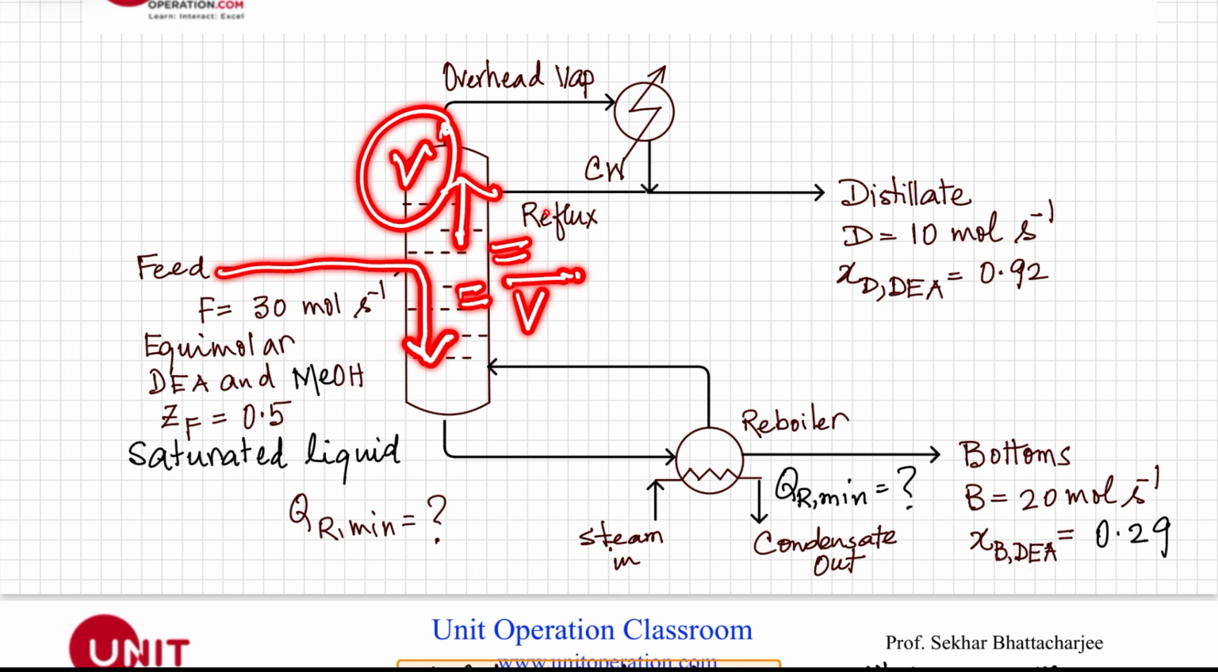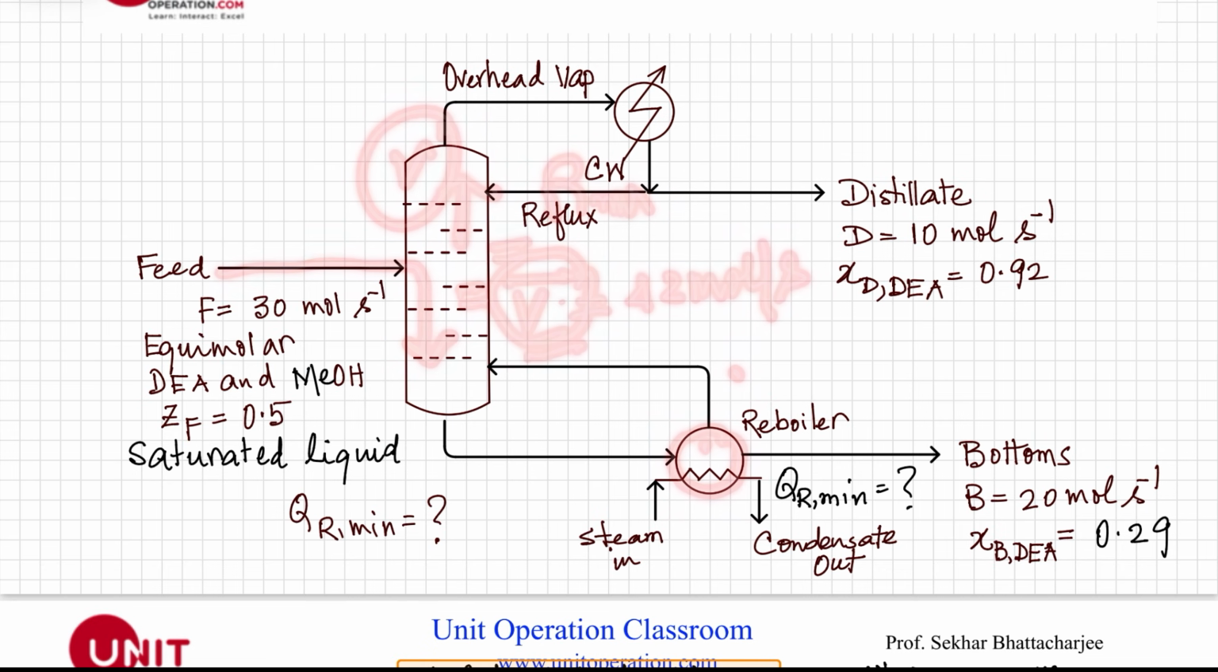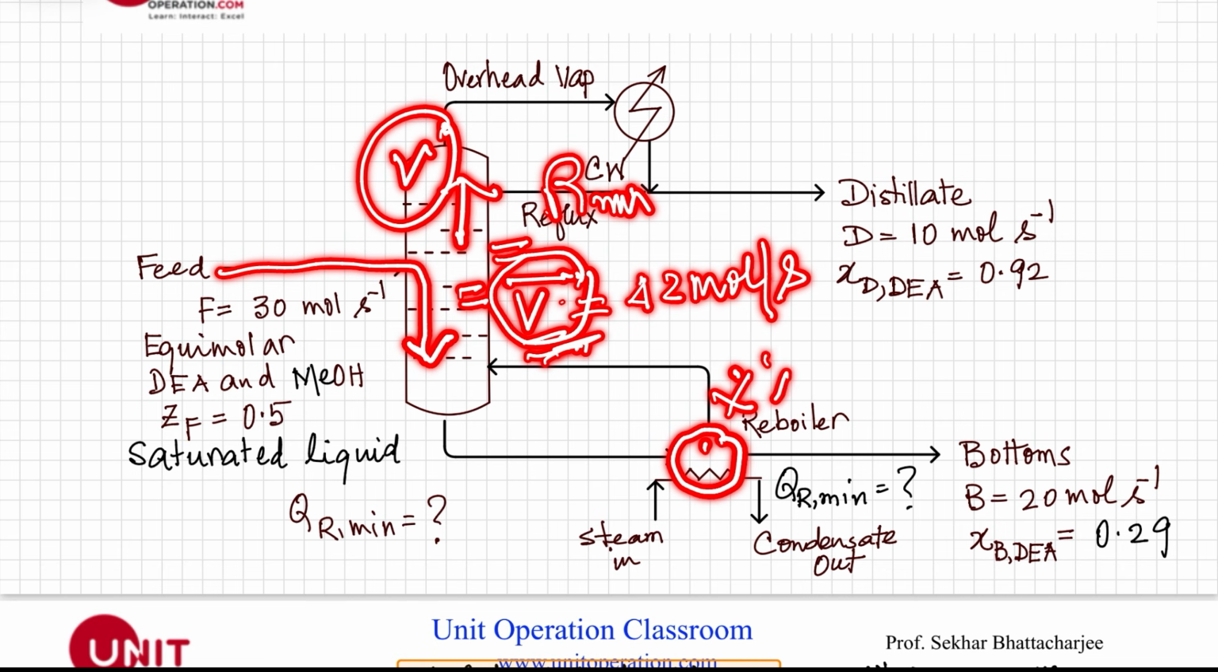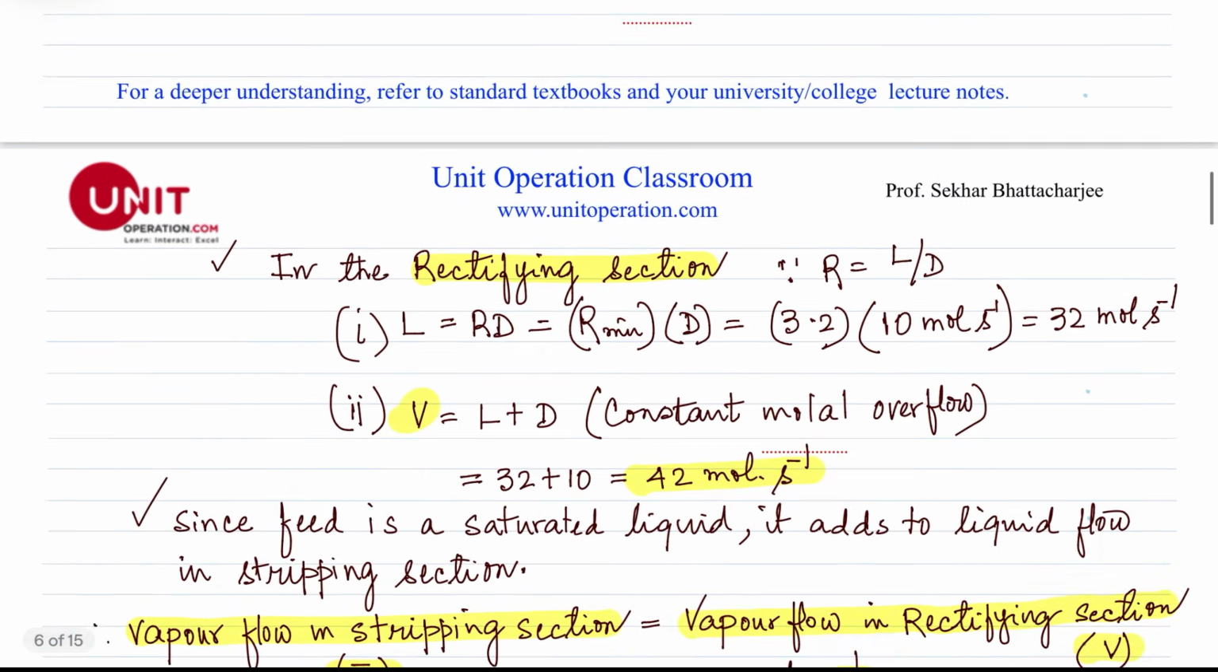So assuming this is R minimum, we can therefore say that V is equal to V bar, which is equal to 42 mole per second. So this must be the minimum boil-up rate. If we multiply this by lambda, that will give me the heat duty. So this is what it is.